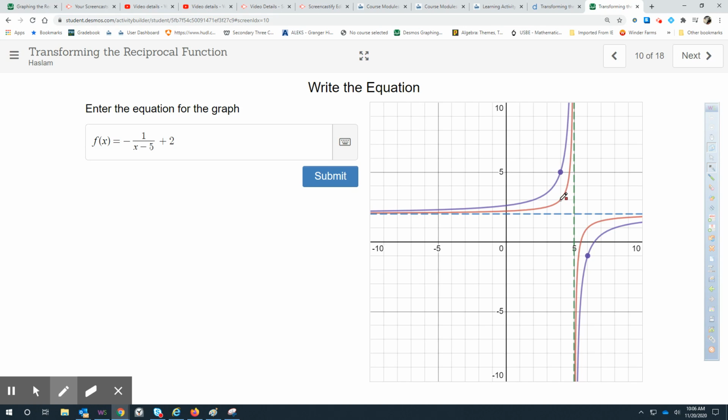And you can see here it should be going through these points, but it's actually going through these points. Now those points, if you look at the distance here, it's normally 1 space away from the asymptotes, but right now it's 3.